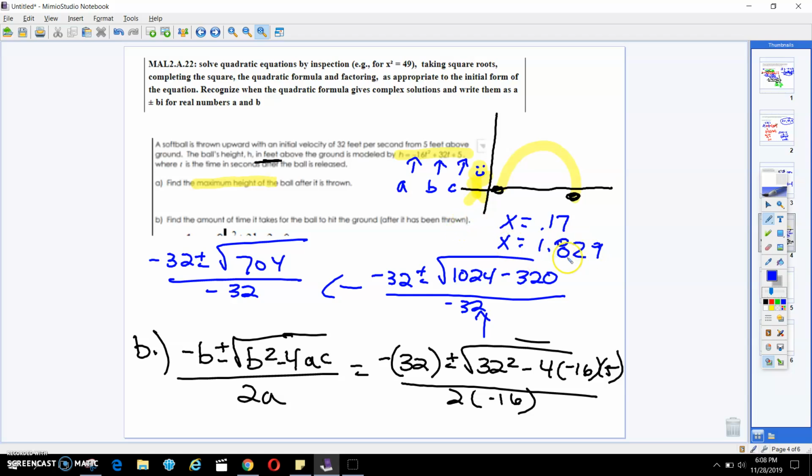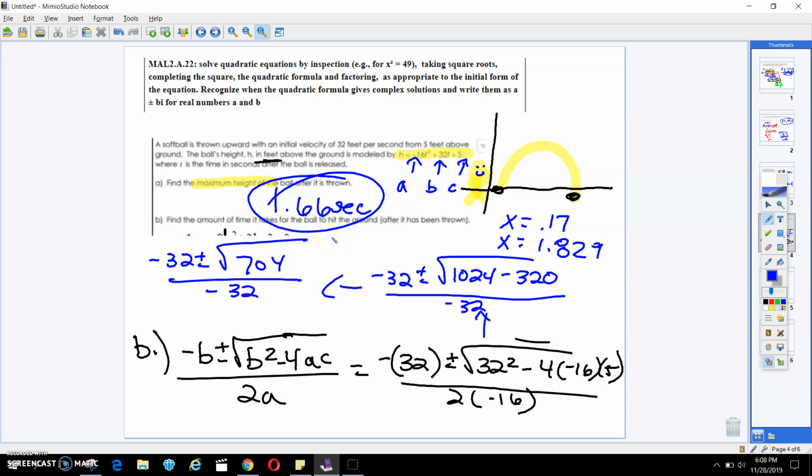Okay, so really what I'm going to do is take this and subtract this. So I'm going to go back to my calculator and type in 1.829 minus 0.17. So this whole thing would take about 1.66 seconds for it to be thrown up in the air and then hit the ground.